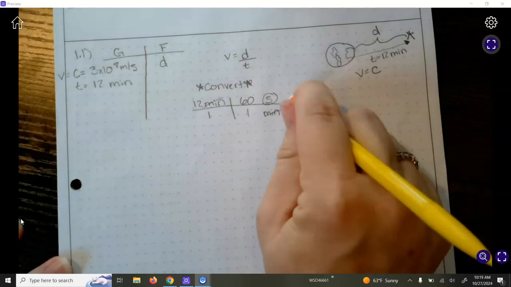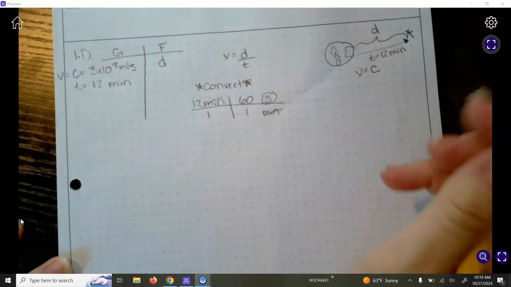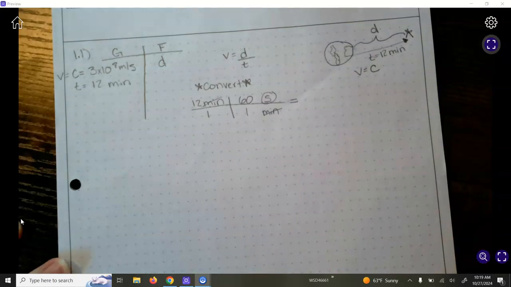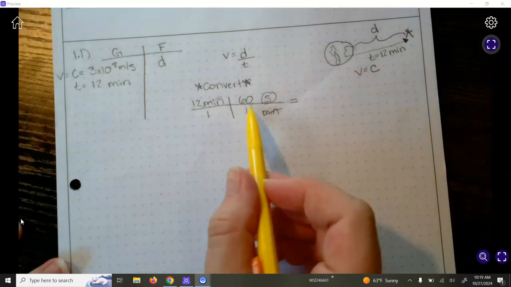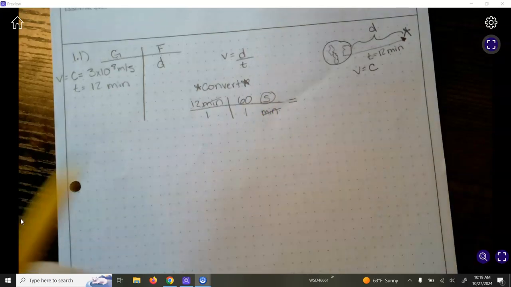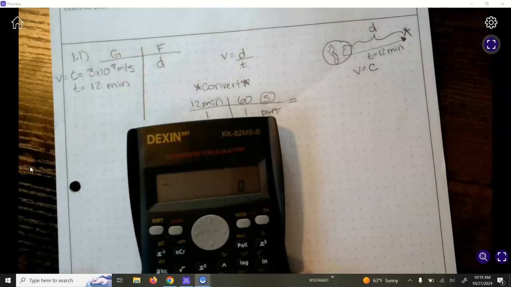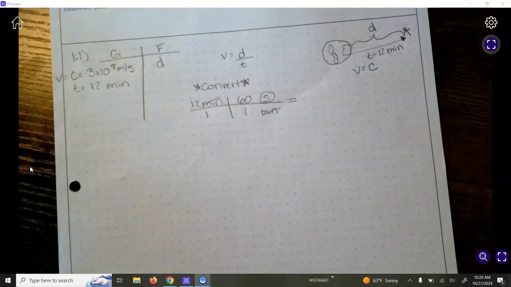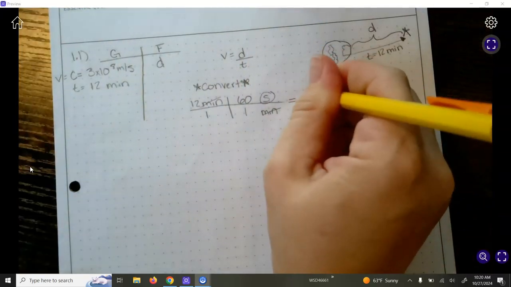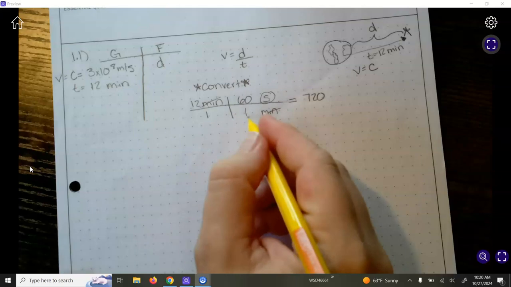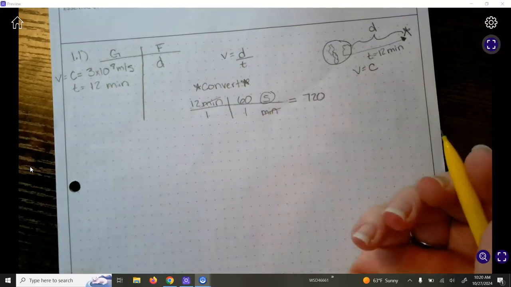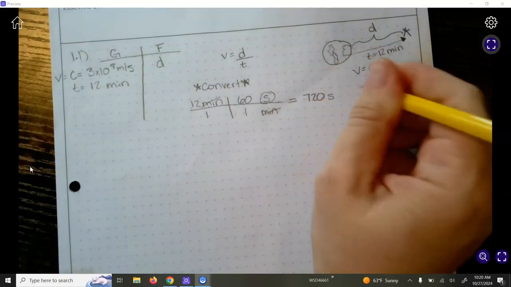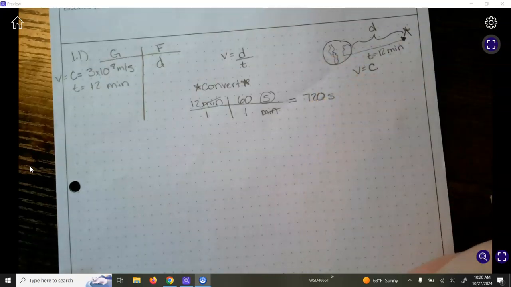So I made my picket fence a little too long. I'm going to erase the extra. I'm going to put my equal sign right there. And now I'm going to multiply these 2 fractions straight across. 12 times 60. I'll grab my calculator. 12 times 60, 720. And there's nothing on the bottom that I need to divide by because 1 times 1 is just 1. So my answer is 720 seconds.